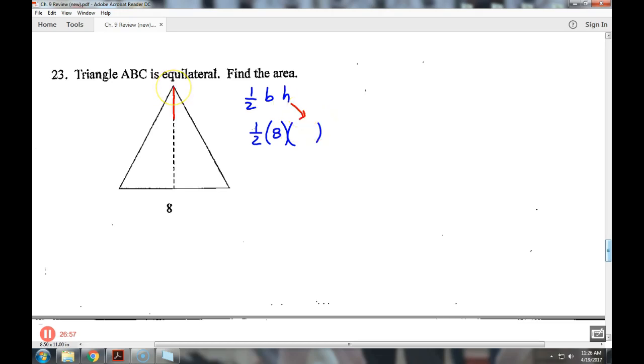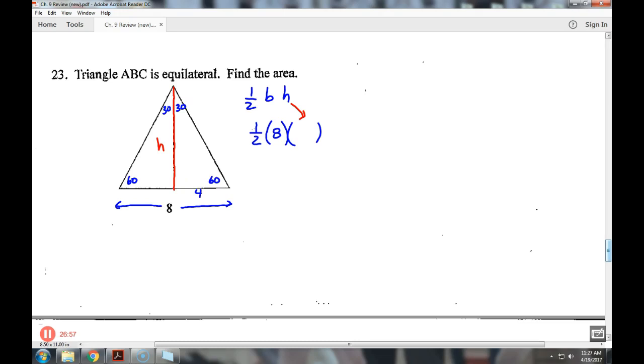So here's the height. We're going to call it H. Now, the nice thing is, since it's an equilateral triangle, I know that everything is 60 degrees. And I know this top part would be 30 because the 60 gets chopped in half. And another nice thing is, if this whole thing is 8, this little leg over here is 4.